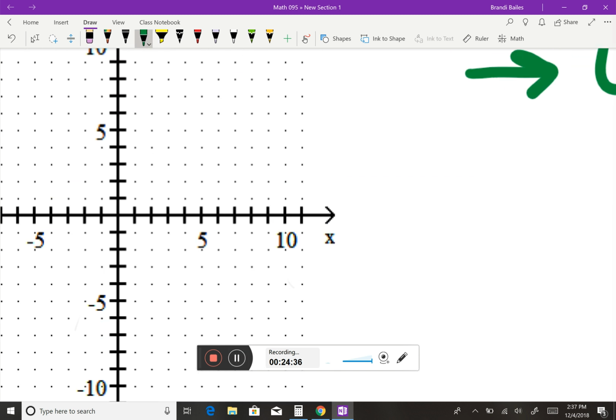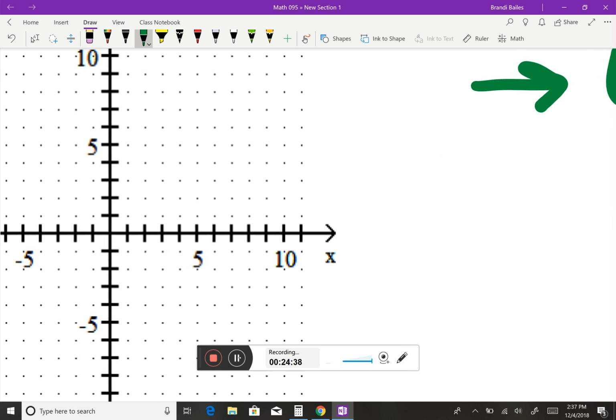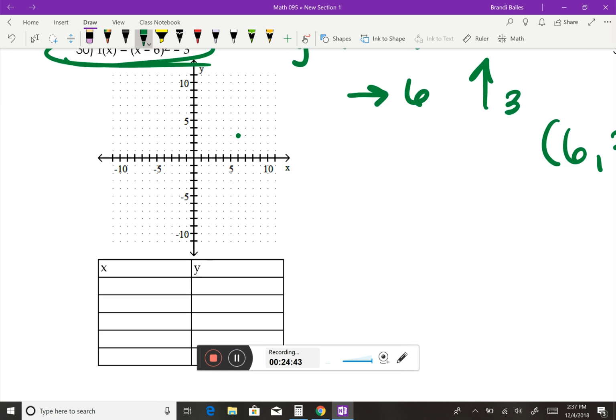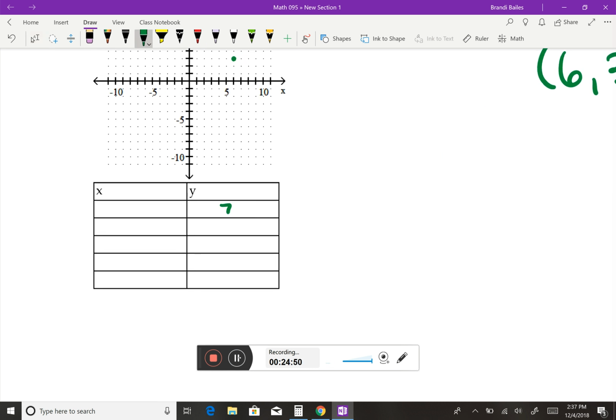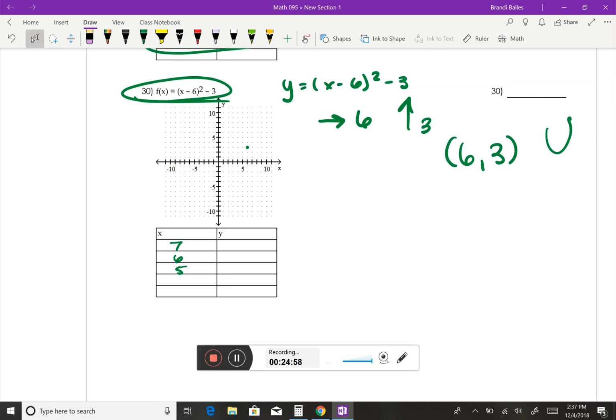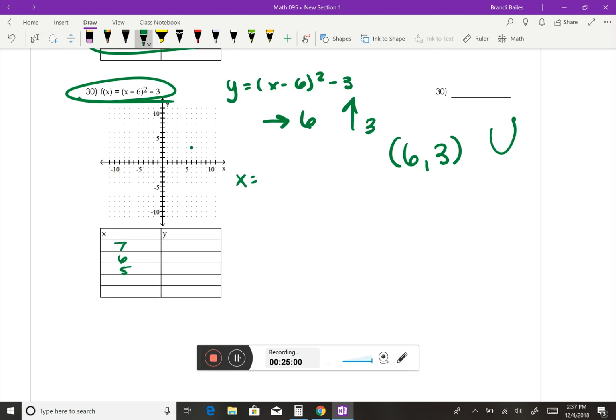Since I know that the vertex is at 6, 3, let me draw that on my graph. 6, 1, 2, 3. I want to try and pick points around that vertex, around the 0 for this graph. So I will choose 7, oops, it's a regular graph, 7, 6, and 5, and I'll find points for these. So if x is equal to 7, and we get 7 minus 6 squared, I'll be more careful with this algebra this time, that 1 minus 3. So this is negative 2.